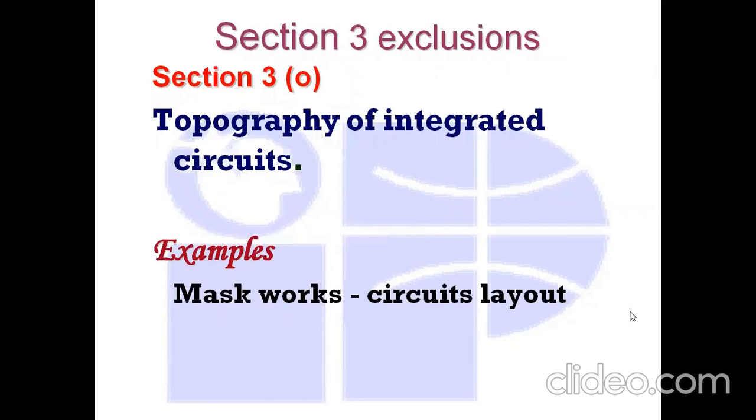Section 3(o) covers the topography of integrated circuits, for example circuit layout. These are topography works. You can't patent them.